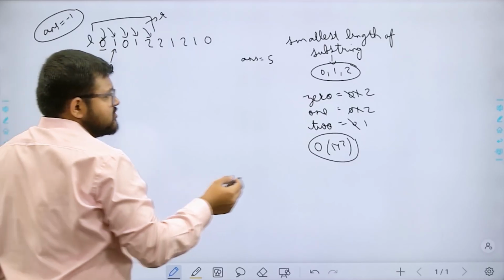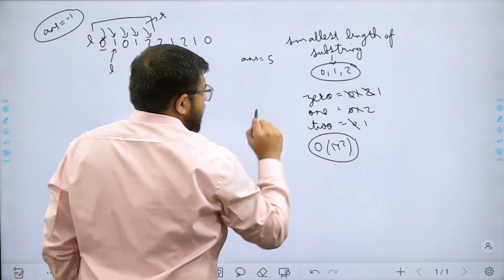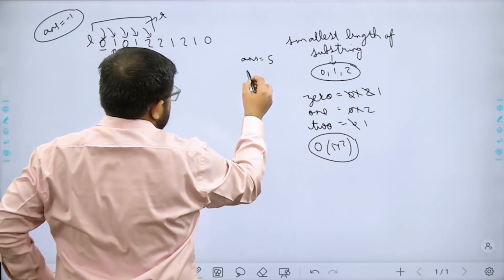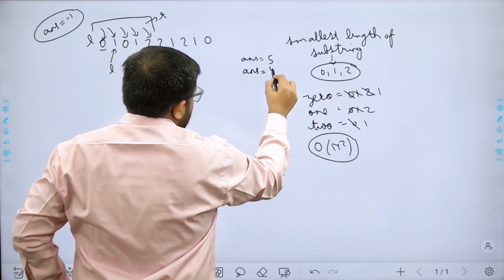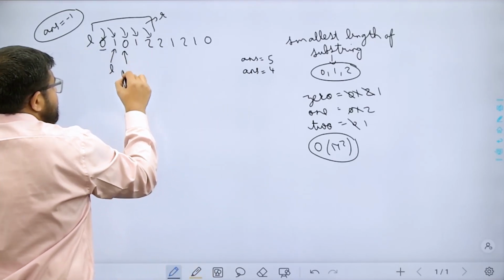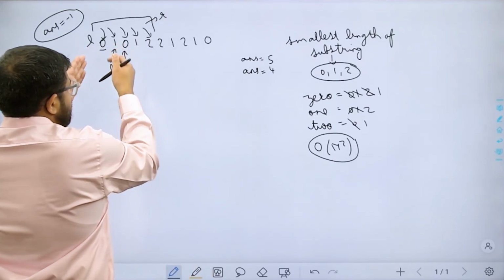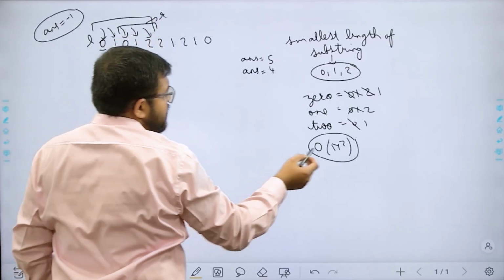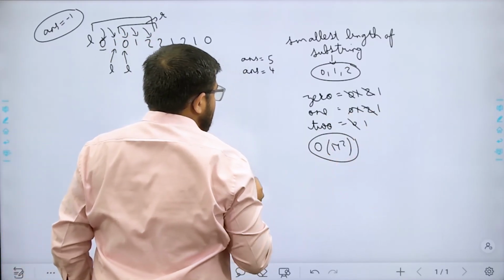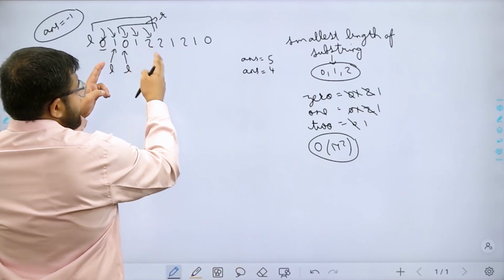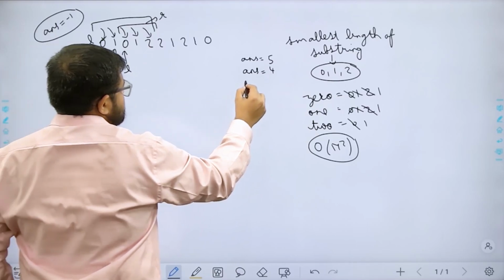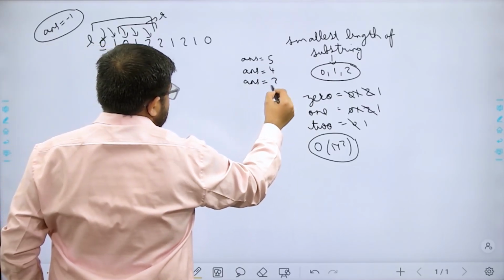So the number of zeros will become how much? 1. Still all three characters are present, but the length of the substring is 4. So my answer will become 4. Again my L will come here. So the count of 1 will decrease because now we are considering only this much substring. So count of 1 will decrease. So this will become 1. But still all three characters are present. All three counts are greater than or equal to 1. The length of this substring is 3. So now my answer will become 3.